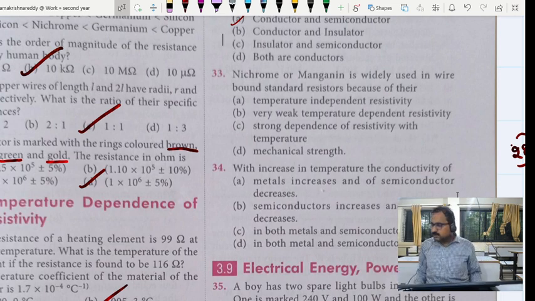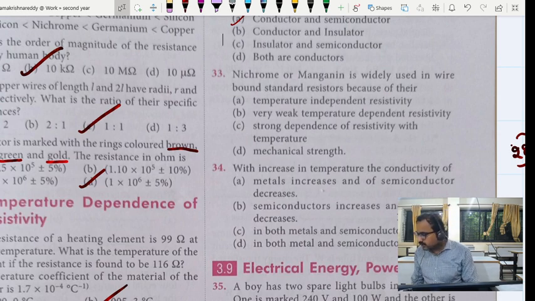So clearly we are observing question number 33. See that one, question number 33. What is the answer we are getting in that? Nichrome and manganese are alloys. Already I told you, those are insensitive to temperature. So by solving that, what is the answer? Temperature independent resistivity, very weak temperature dependent resistivity, that is what they have given there.